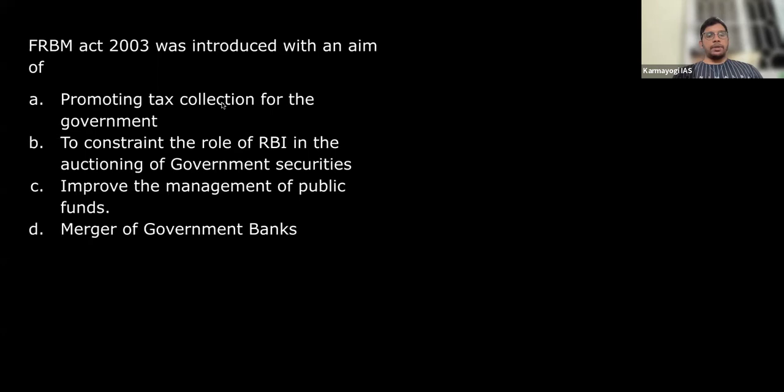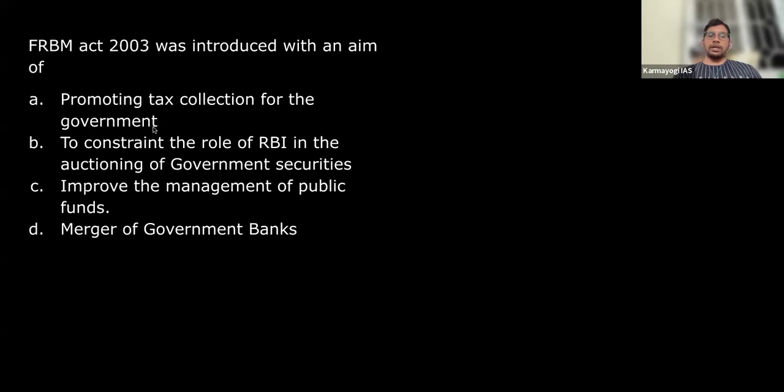Next one, the FRBM Act 2003 was introduced with an aim of promoting tax collection for the government, to constrain the role of RBI in auctioning government securities, improving the management of public funds, or merger of government banks. So the answer is improving the management of public funds.